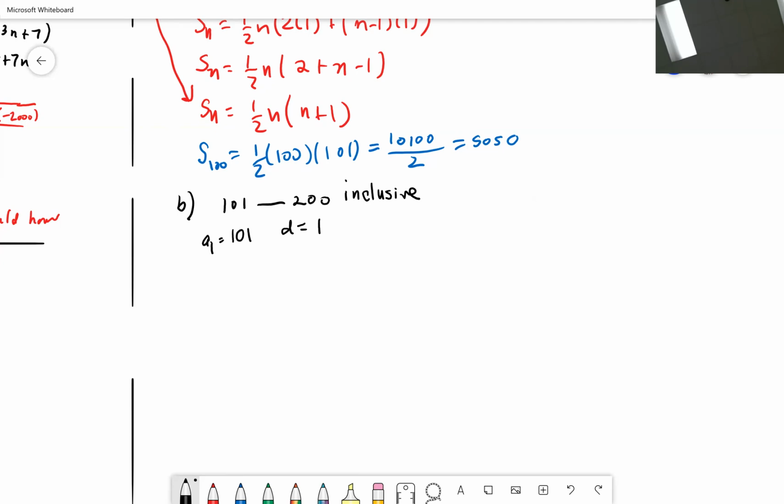So from 101 to 200, we have how many terms? 100. I mean, I don't want to count them. Is it 99? Oh, because you're subtracting, you're not counting. How many numbers do we have from 1 to 10? Don't overthink this, because that's what happens.